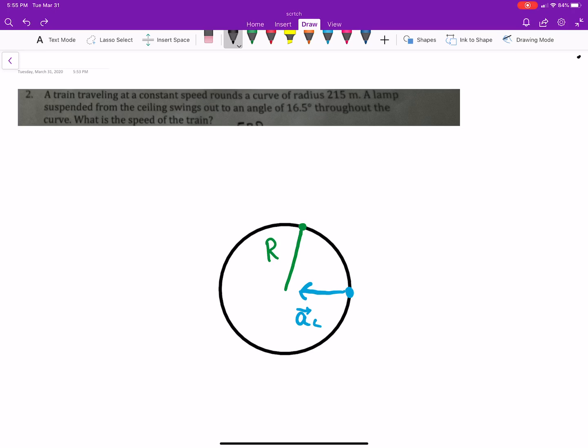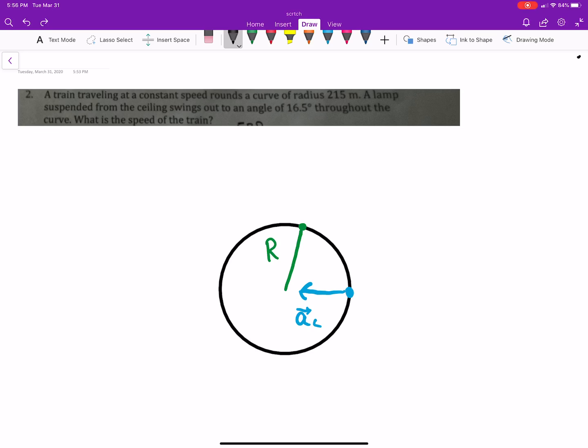So the train's going in a circular path. It's going around a curve, which is part of a circle. That's what I drew here, of radius r, capital R. Our centripetal acceleration is going to point towards the center of the circle.